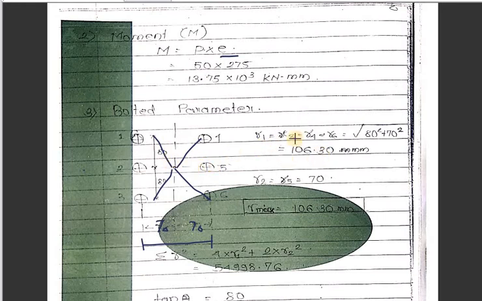So what is the distance? R1, R3, R4, and R6. That means the radius of gyration, or the distance, of bolt number 1, bolt number 3, bolt number 4, and bolt number 6. It comes to be the square root of 80 square plus 70 square. It comes to be 106.